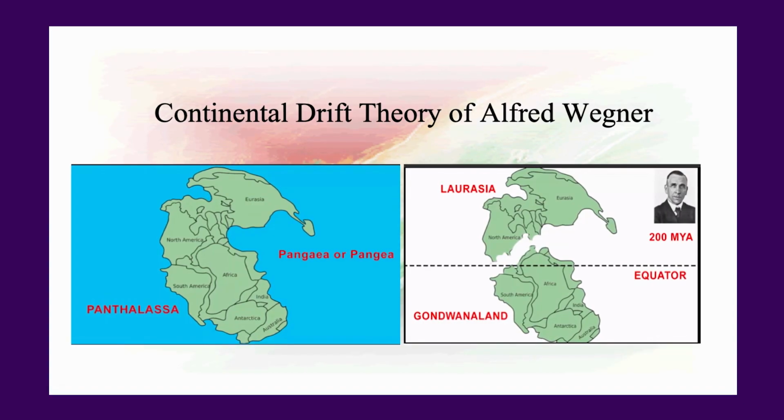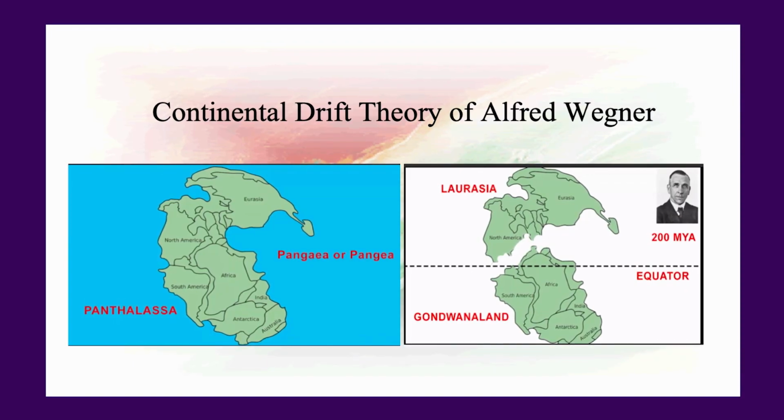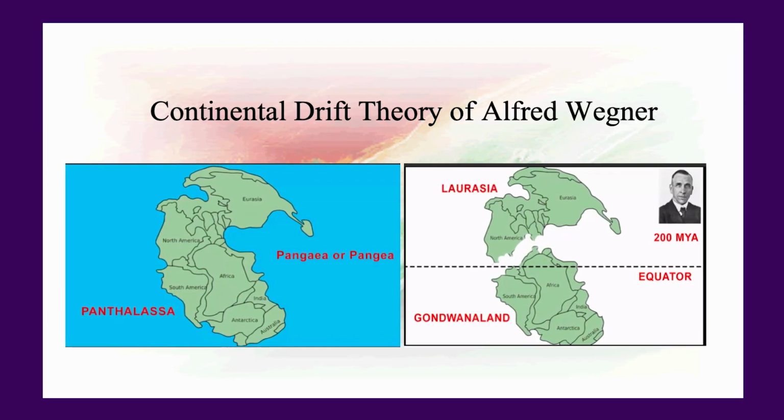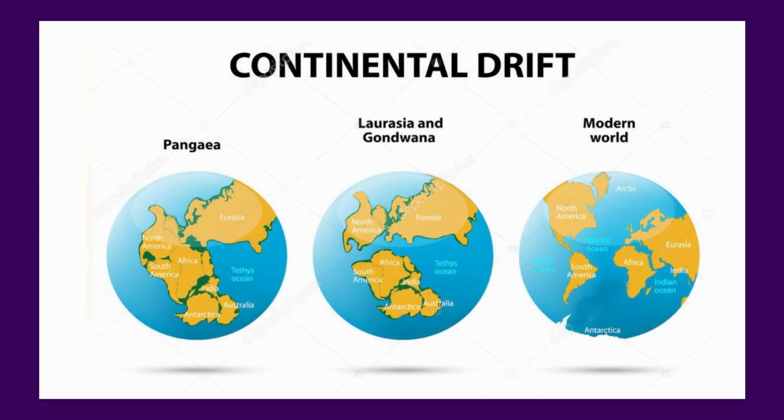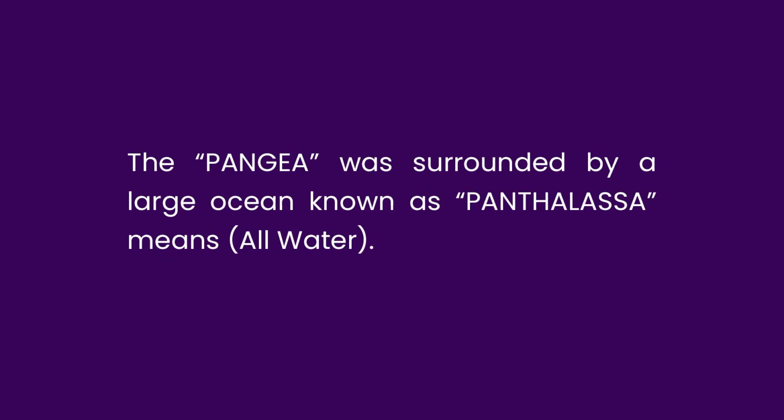Pangaea first broke into two landmasses, namely Laurasia or Angara land in the north and Gondwana land in the south. Laurasia further broke into Eurasia and North America. Gondwana land split into Africa, South America, Antarctica, Australia and India. The Pangaea was surrounded by a large ocean known as Panthalassa, meaning all water.